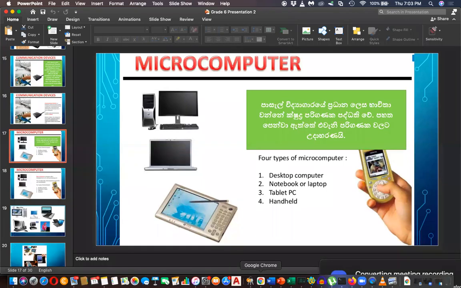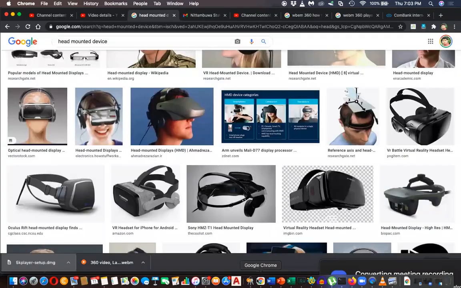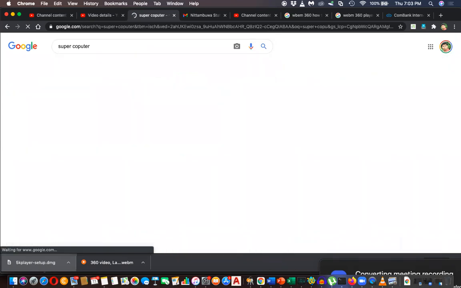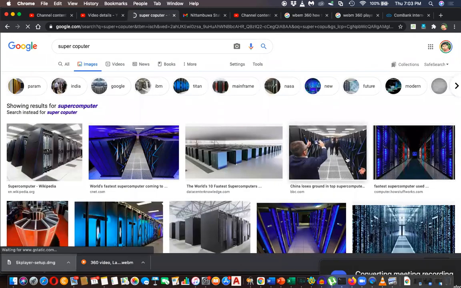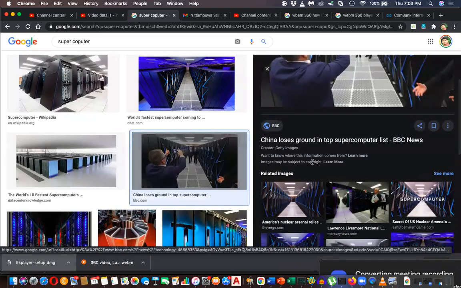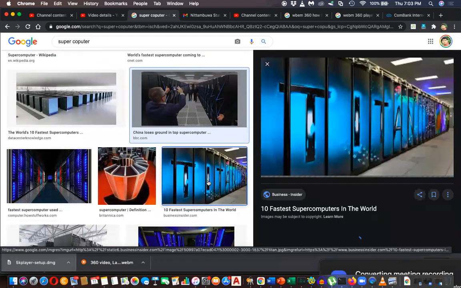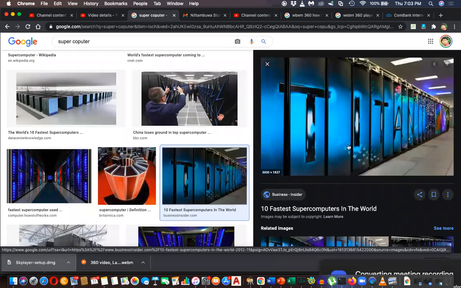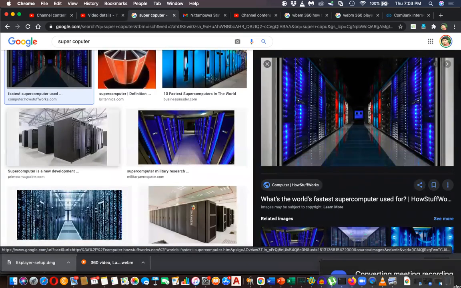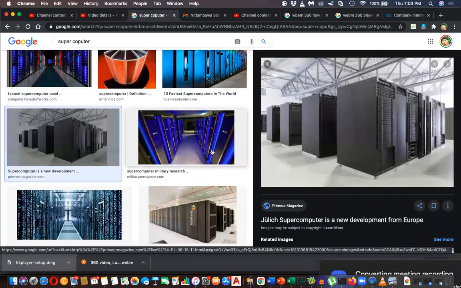Other than that, in the industry or in the computer world, you have the larger, bigger computers. Those are called supercomputers. See how big they are. These are very large computers, used by large organizations like Google, YouTube, Facebook. They are using these giant supercomputers.